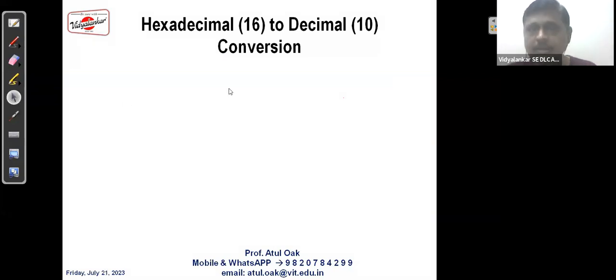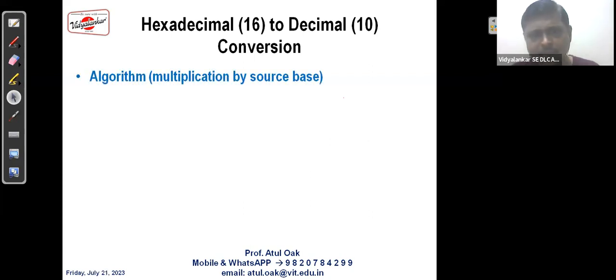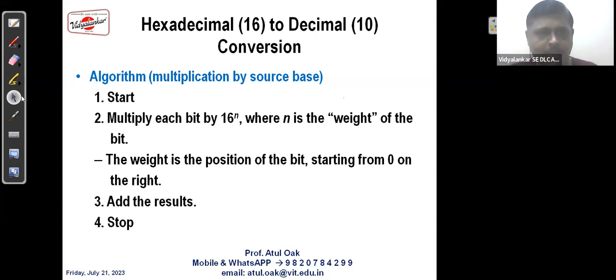So this conversion is for hexadecimal to decimal. Opposite, and my process or algorithm remains the same: multiplication by source base. Previously we multiplied by 2, then we multiplied by 8, now we multiply by 16. Same steps, observe it, with one difference. That difference is you multiply by 16 raised to n. N is a weight.